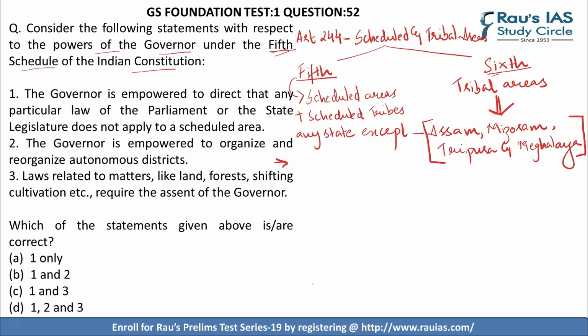Now, under the 5th schedule, it is the President who has the power to declare an area as a scheduled area as well as the power to alter the boundary of such area.